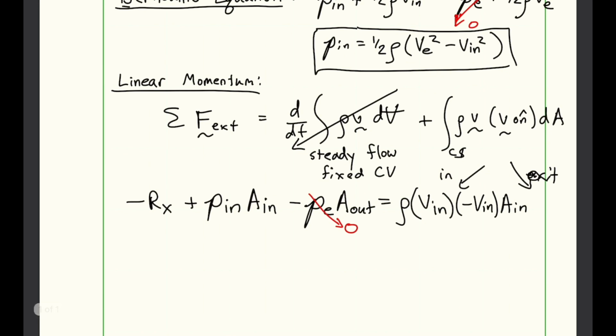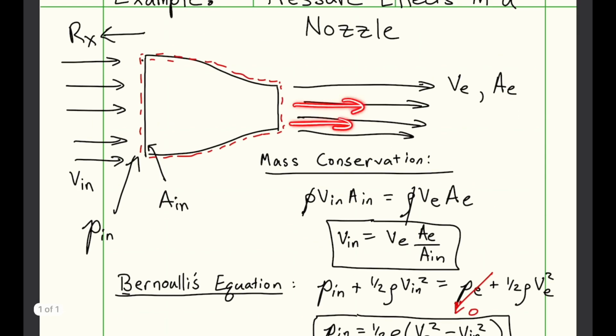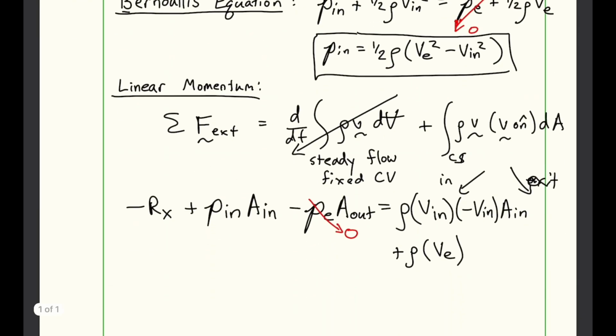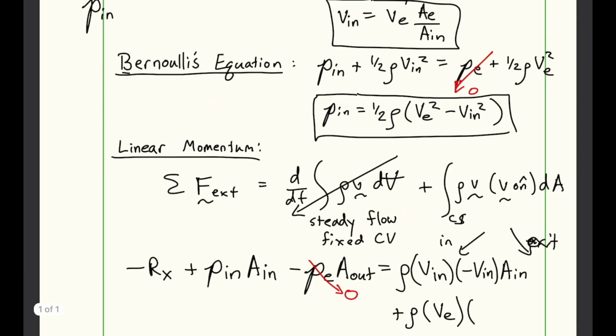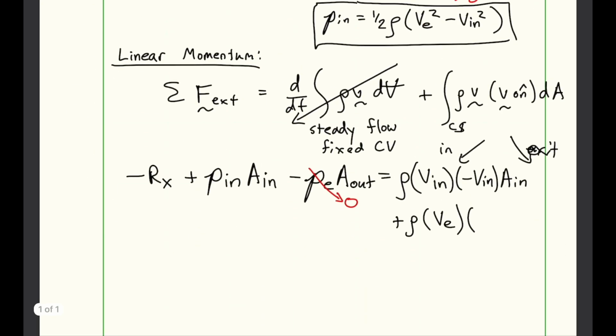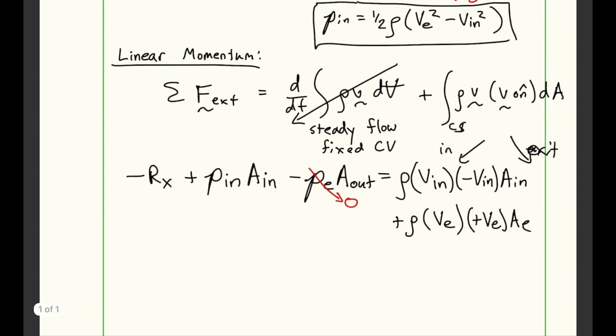So that would be plus rho V exit, right? Positive V exit because flow's going this way. And then the V dot N term, in this case V is going this way, and the outward facing unit normal here is going in the same direction. So that's a positive V exit A exit. And that's pretty much it. Then you just put it together.